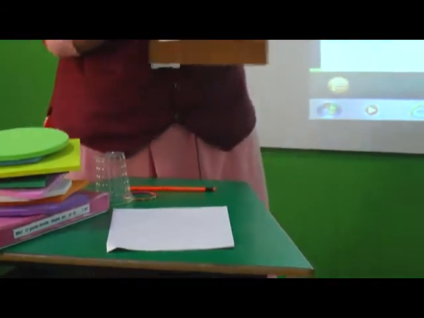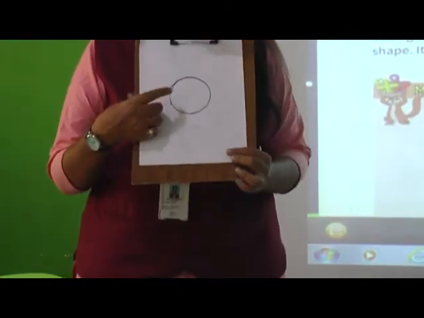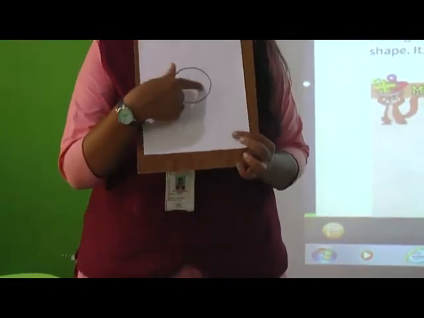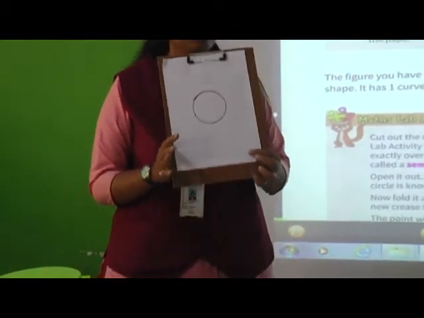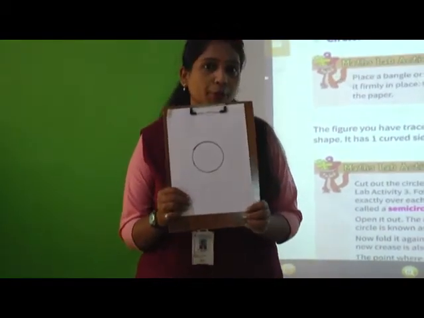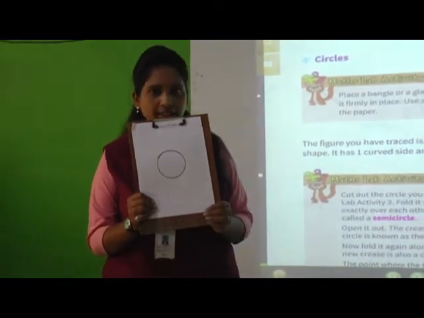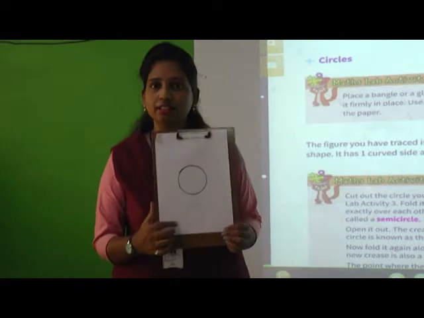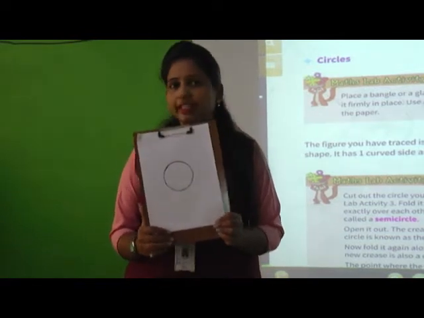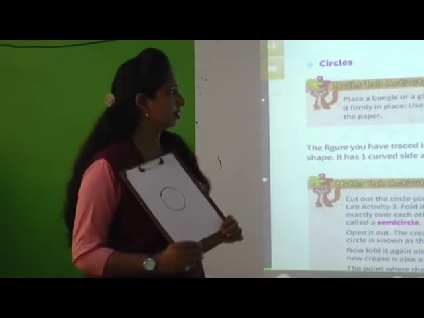Yes, can you see? Yes, a circle. A circle has no corners and no edges, isn't it? We have studied about triangle, square, rectangle, isn't it? Yes, a square has corners, but what about a circle? A circle doesn't have any corners and edges.